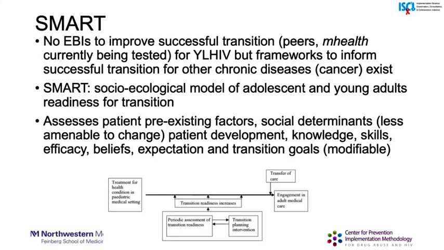So I won't linger too much, but this is the SMART intervention, which really builds upon a socio-ecological model of adolescents and young adults readiness for transition. And the whole purpose of this slide is to show that readiness is not a one-time event, but it's a process that requires multiple check-ins, ideally a year before the transfer is done, and based on the assessments of the barriers and facilitators and needs to come up with a plan that's specific to the patient for transition. And next.